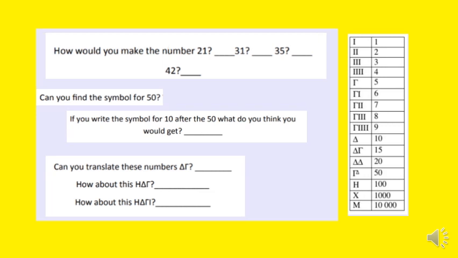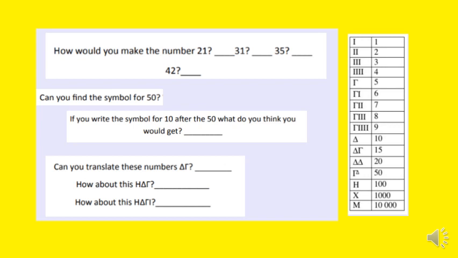Listen carefully. I'm going to tell you the answers so you can mark your own work here. So 21 would be 2 triangles and then an I. 31, 3 triangles and an I. 35, 3 triangles and then the 5 symbol, which looks a little bit like an R. And then 42 would be 4 triangles and 2 I's.